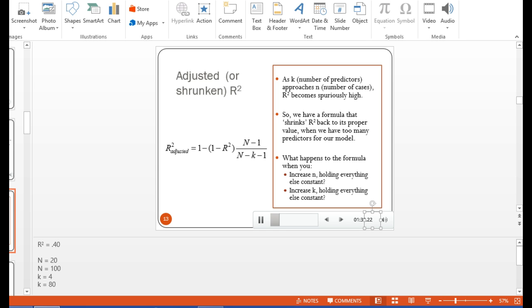Here's the formula for doing that. There are a couple of formulas in the literature at least, but this is the one that is widely used, and I believe it's the one SPSS uses for its correction. I want you to notice the various elements of this formula and understand what happens when we hold all else constant and increase the n size, and then hold all else constant and increase the k, and what happens to the entire formula.